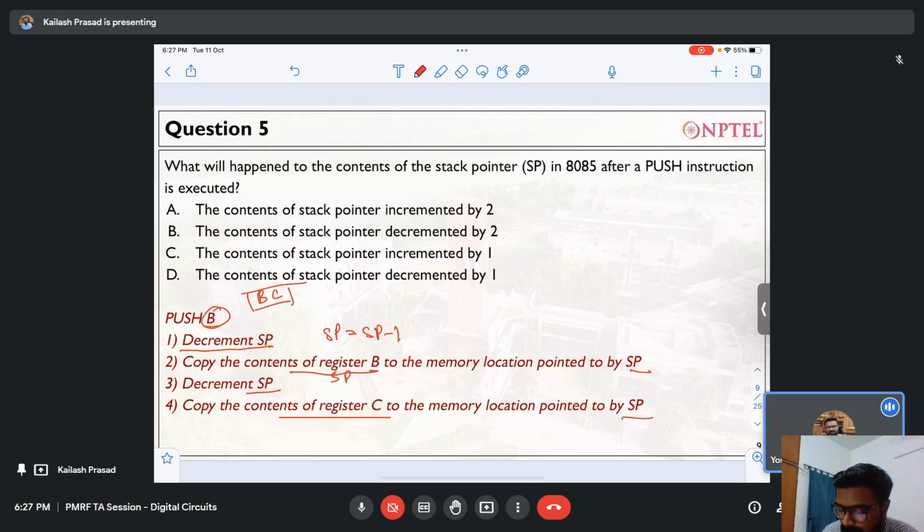So SP has been decremented once and twice, right? So the answer is B, right? The content of the stack pointer will be decremented by 2. Okay. So any question on this? Is that clear? No questions, sir. Thank you.